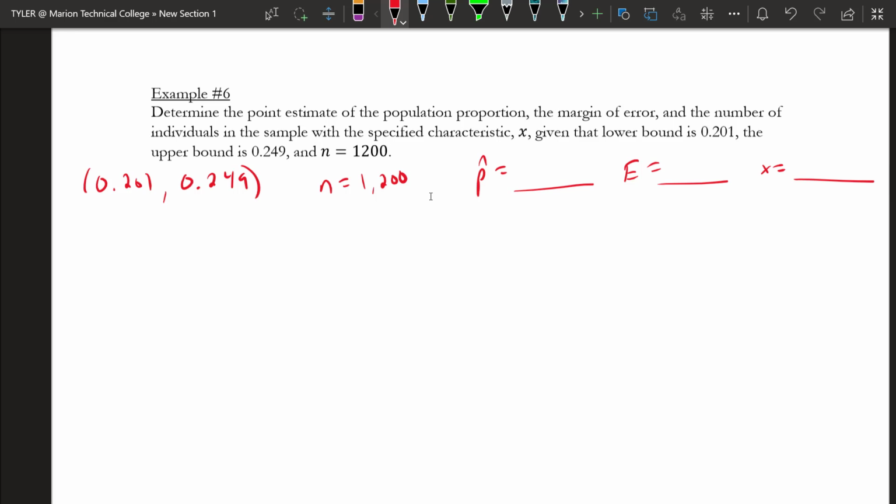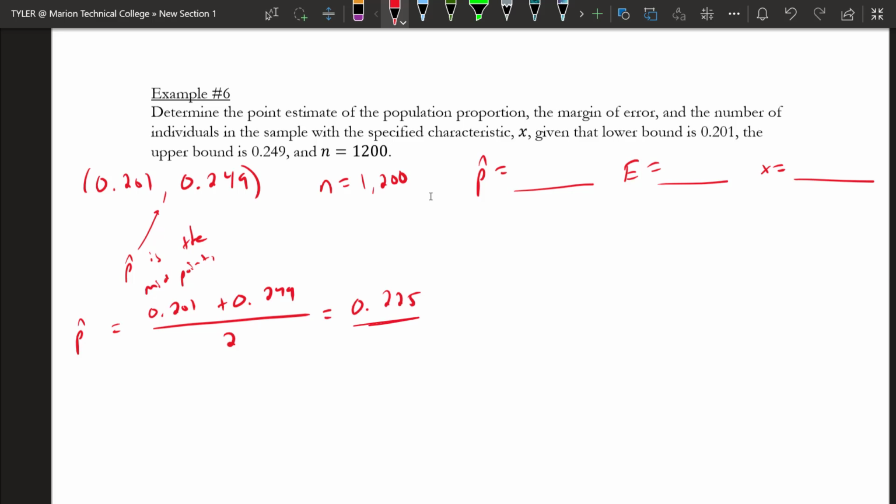Right, so something that's important to note is that p hat is going to be directly in the center between these two values. So in other words, p hat is going to be the midpoint between those two values. If you remember back from algebra, how you find a midpoint is you average the two numbers, right? So p hat is going to be equal to the lower bound plus the upper bound divided by 2, which comes out to be 0.225.